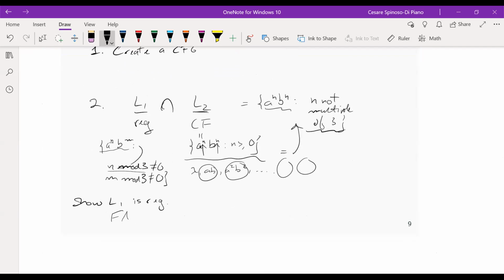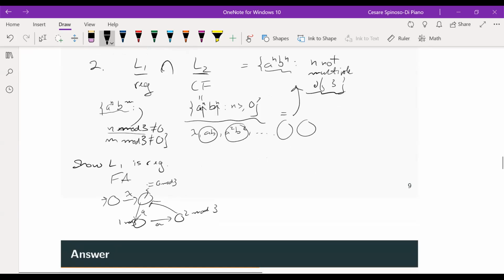Well, you could just create an FA. Let's say I create a lambda transition, and this state is 0 mod 3. This is going to be 1 mod 3. Then you have an a. This is going to be 2 mod 3. I hope everyone sees where I'm going with this. I don't want a^n with n mod 3 equal to 0, so I'm not going to create a transition to this state.